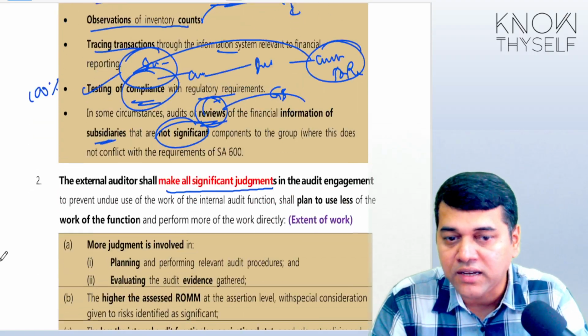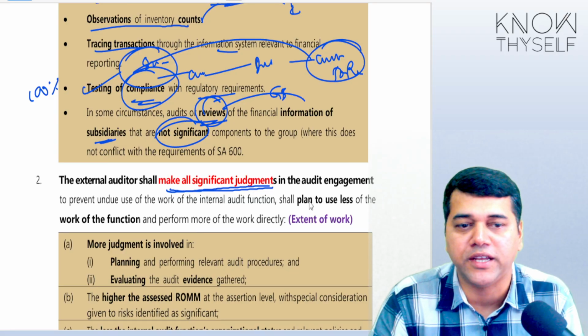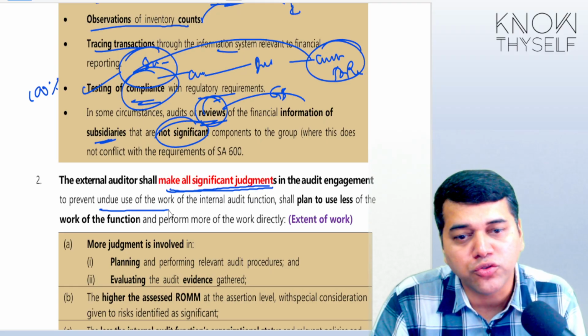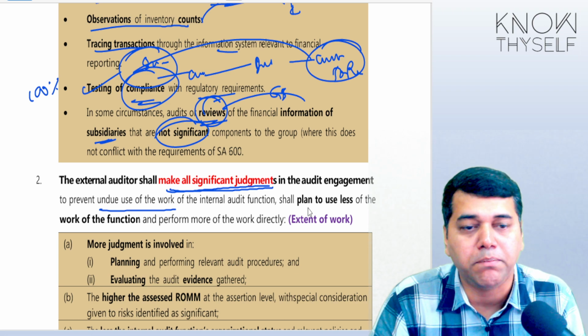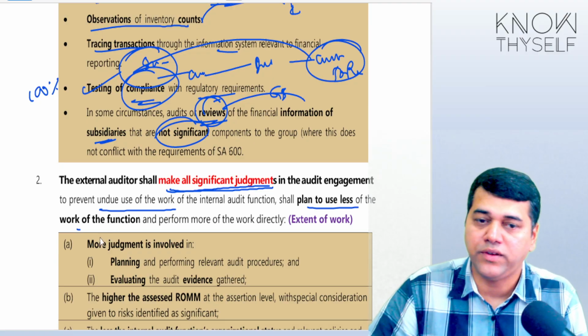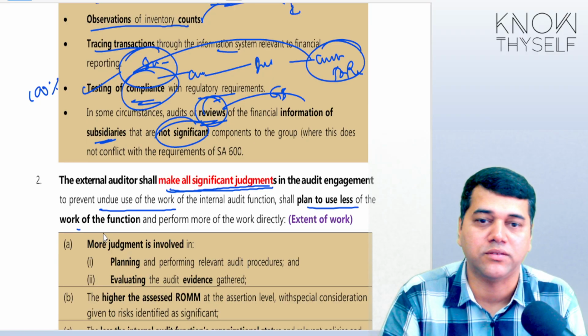No, they say that you have to make all the significant judgments in the audit engagement and prevent the undue use of the work of the internal auditor, and plan to use less of the function in certain areas. So whenever significant judgments come, you have to make those judgments.